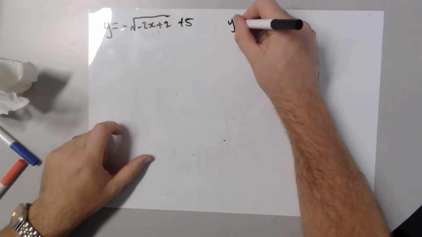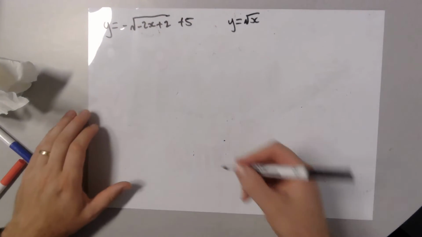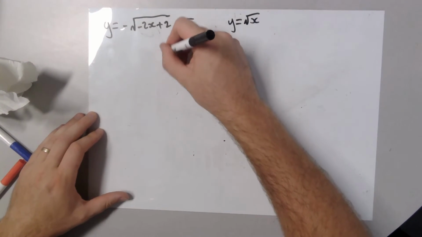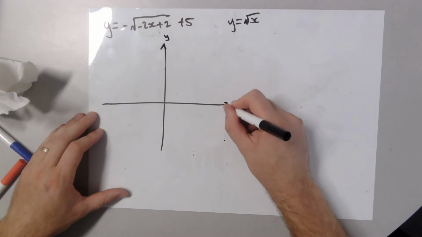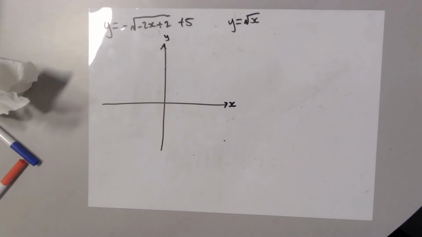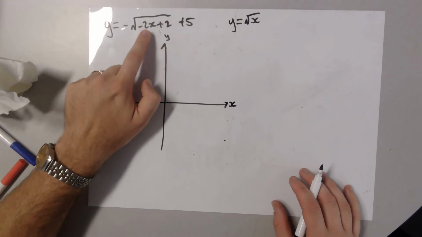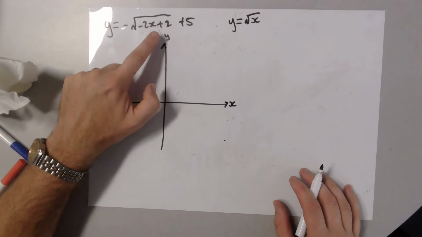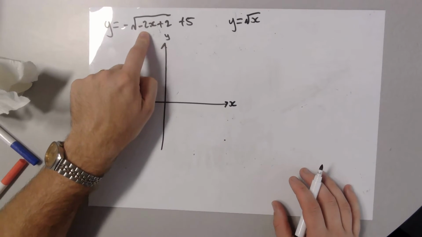Well, really my starting function is the square root of x. So what are we going to need? Well, we're going to need a set of axes, labelled y and x. And we need to think about what's going on. Now, the first thing we're always going to do with a function that has a dilation factor within it is take out negative 2 as a common factor.